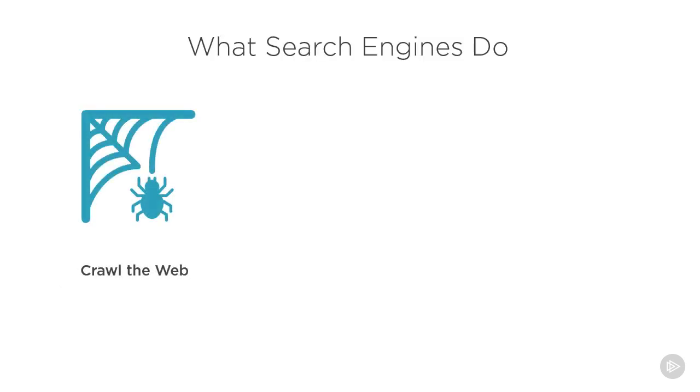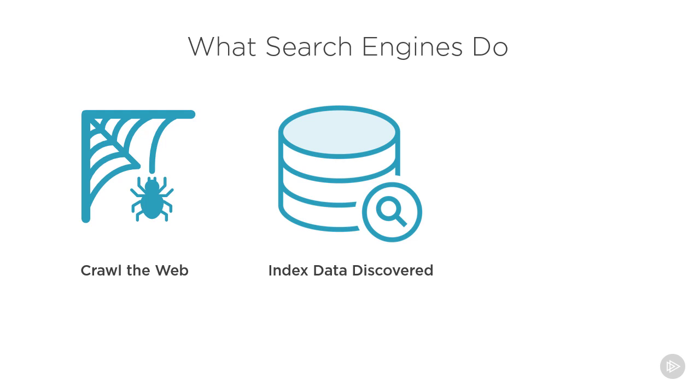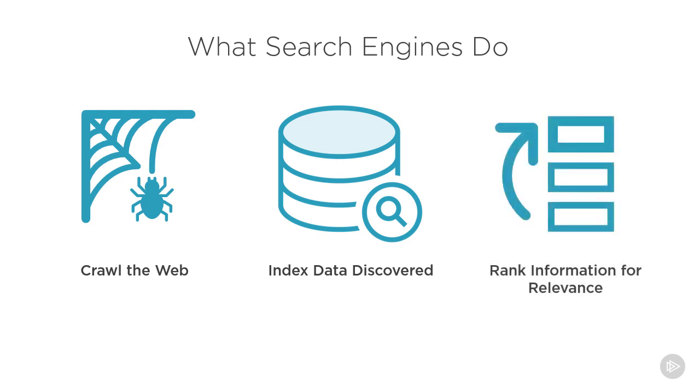They navigate the websites and pages on the World Wide Web, which is called crawling the web. They index the information they discover along the way, which could be text on web pages or images and media files on those pages. And search engines rank the information that they find in order to provide the most relevant set of search results to users. Let's break each of these down.